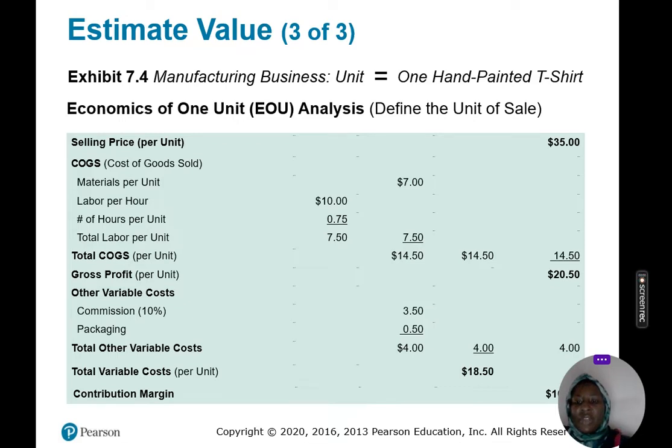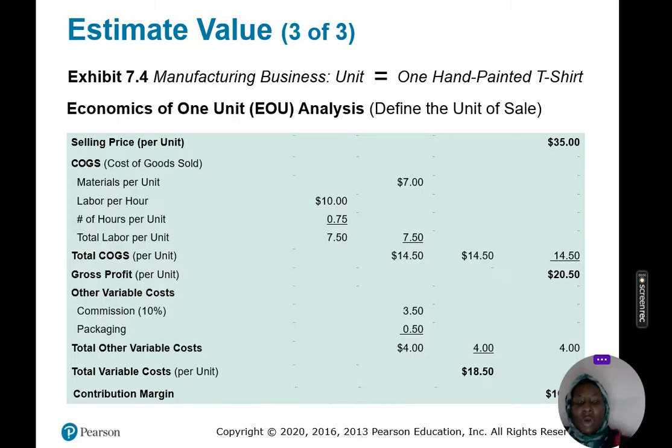So that $14.50, if you take it away from the selling price, which is $35, you get $20.50. And going down, there were other variable costs such as the commission, which is 10%, at $3.50. Then we have the total other variable costs. Apart from the commission, we also have packaging, which is less than $1, so it's 50 cents.